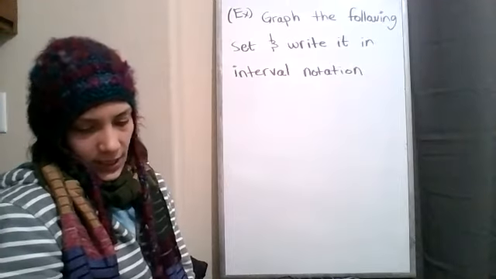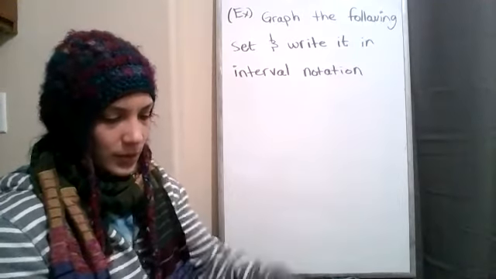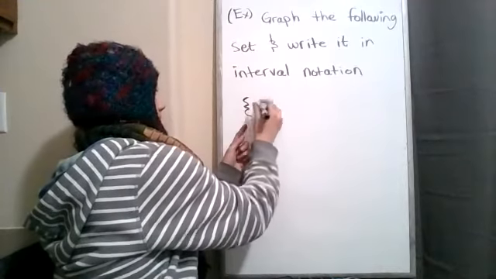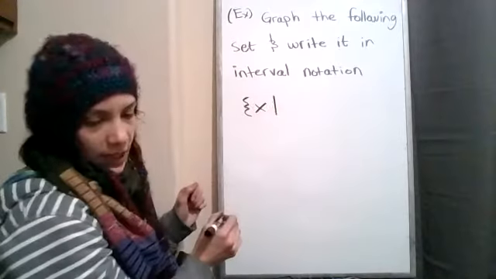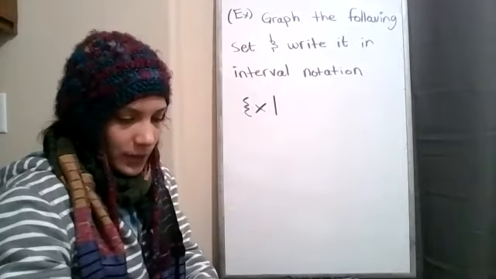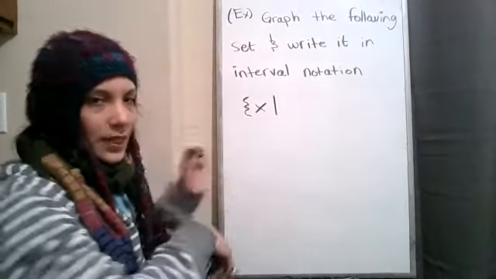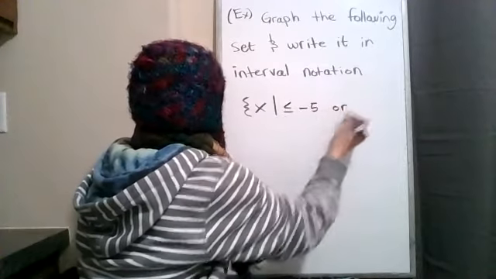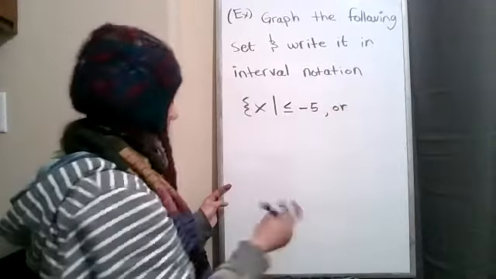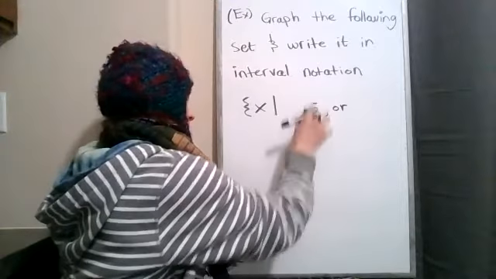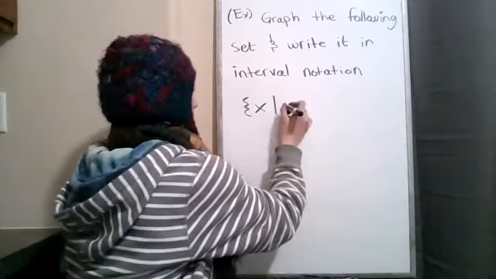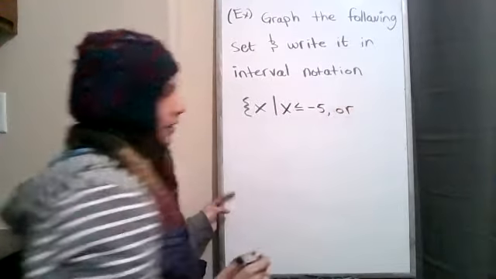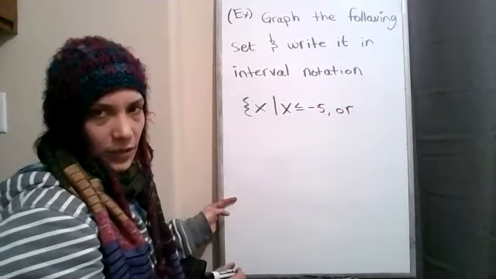I've got this set of x values such that x is less than or equal to -5, or x is greater than -1.